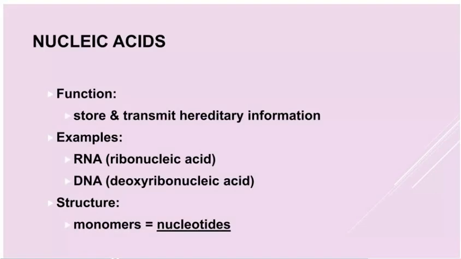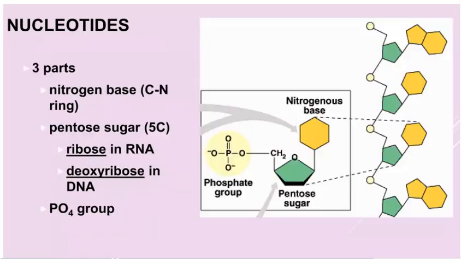So nucleic acids: you know the nucleic acids, what is the function? It is to store and transmit hereditary information. Examples: RNA, ribonucleic acid, and DNA, deoxyribonucleic acid. Structure: monomers are nucleotides. What is a nucleotide? Three parts: a nitrogen base, a carbon-nitrogen ring; a pentose sugar, 5 carbon, ribose in RNA, deoxyribose in DNA; and phosphate groups. You can look at the structure here.